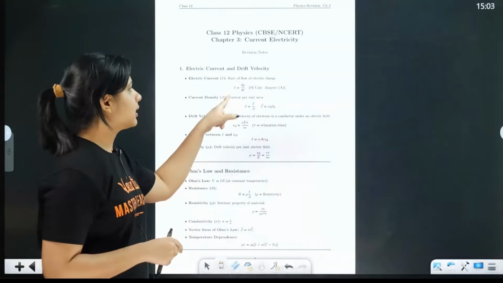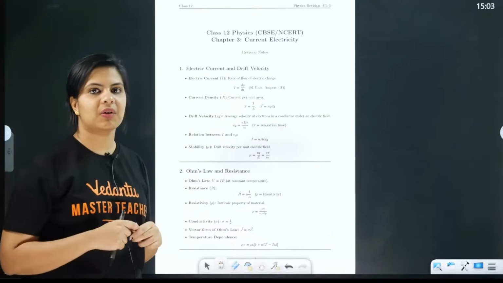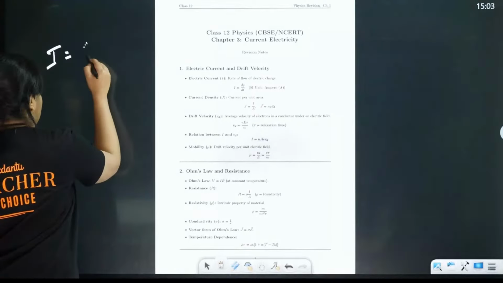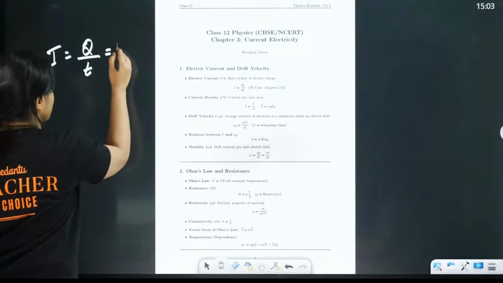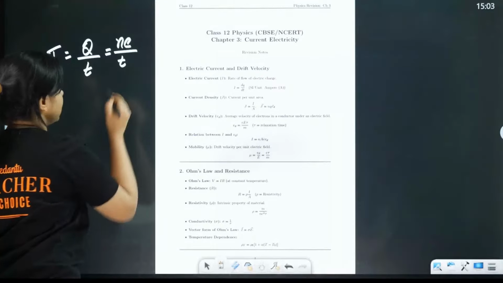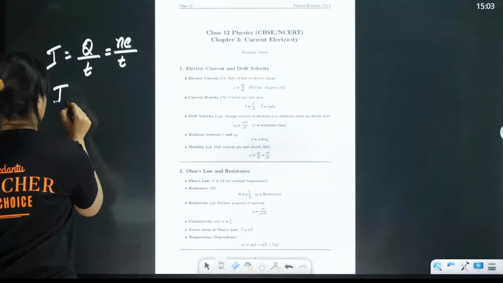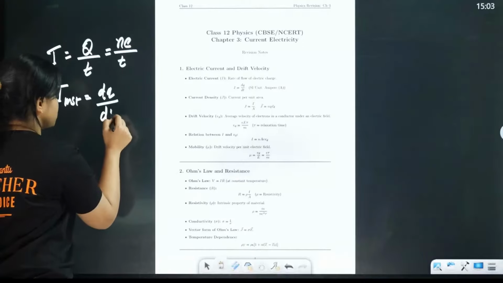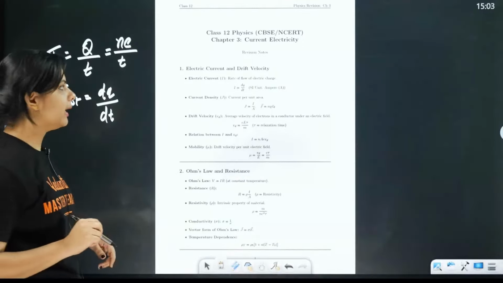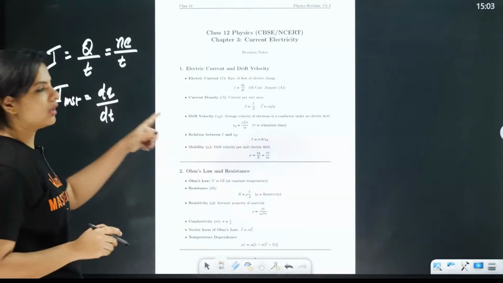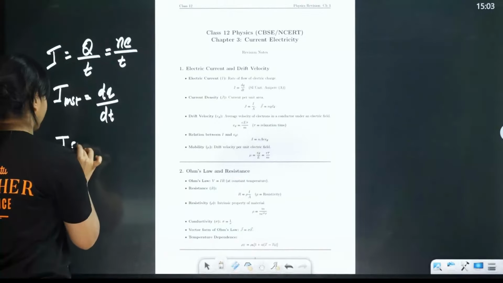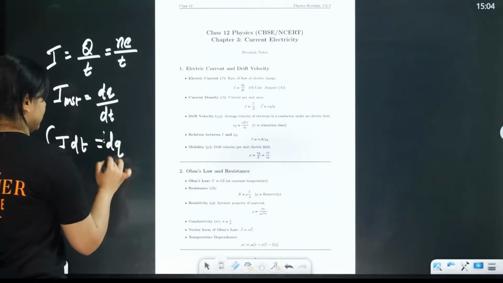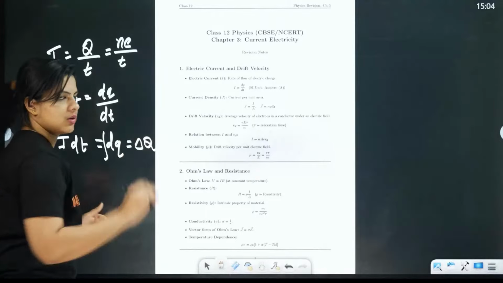The equation for instantaneous current is dq by dt, and we can say that I is equal to q by t. You can keep q as ne by t. Instantaneous current you can write as dq by dt. Understood? It is nothing but dq by dt. And if you want to find the charge, you can integrate to get the charge.